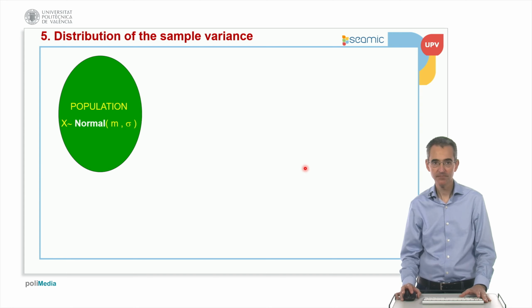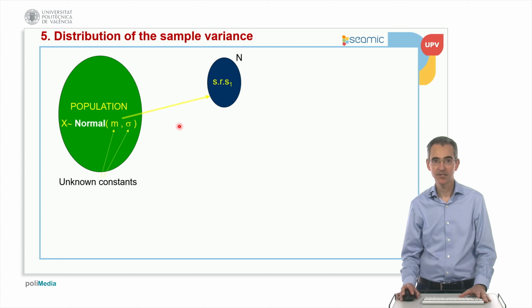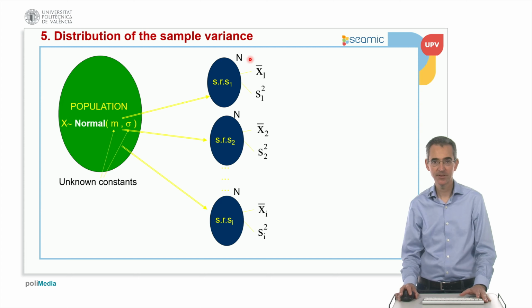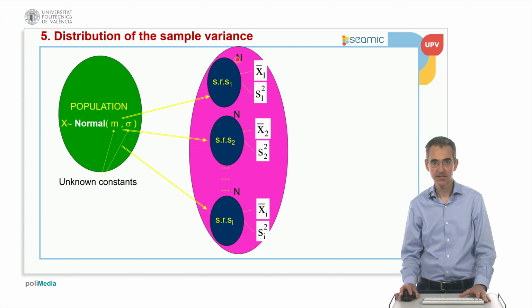Okay, so what happens if I have a population of individuals that follow a normal distribution with an average m and a standard deviation sigma that are unknown? I take SRS, simple random sampling. This is the first sample, the second sample, and so on for a lot of samples. Then from every sample I compute the average, and then I compute the variance. This is the population of all possible samples that I can take.